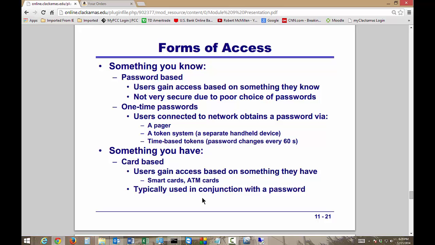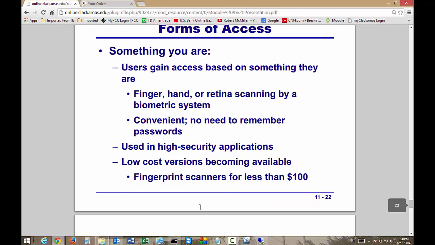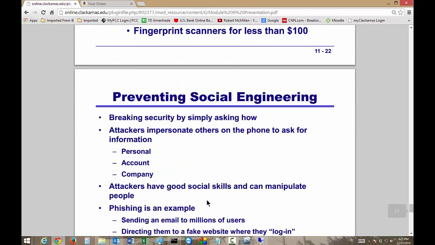Something that you have, a card-based system. Users gain access based on something they have, such as a smart card or ATM card, typically used in conjunction with a password. So that is some pretty good security there. Something you are: users gain access based on something they are, such as a fingerprint, hand, or retina. I've seen bone scanners. It's convenient. No need to remember passwords. All you have to do is bring your hand. Used in high security applications. It's fairly low cost. Fingerprint scanners are easily fooled, though, so I don't necessarily recommend those unless they're very high-end ones.